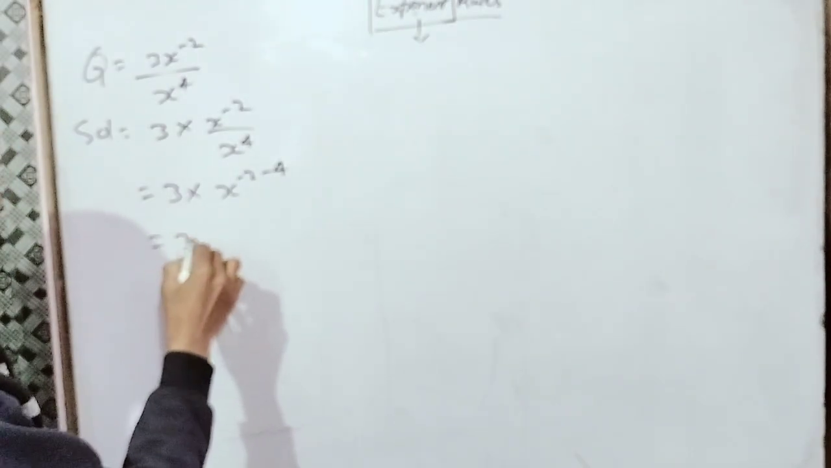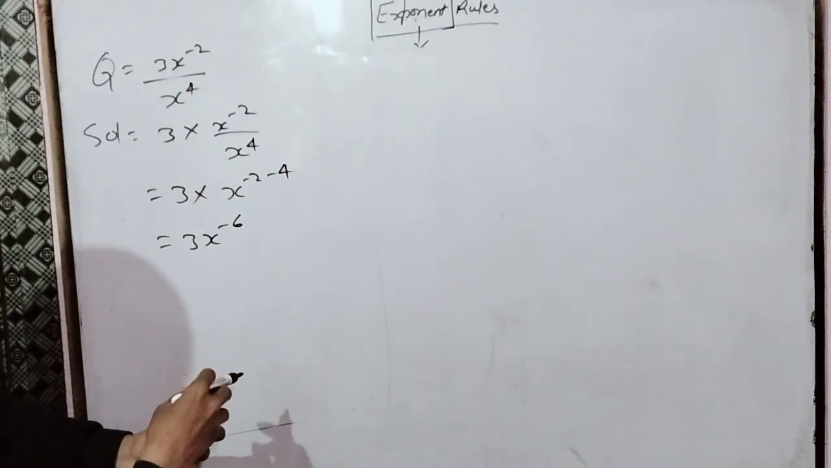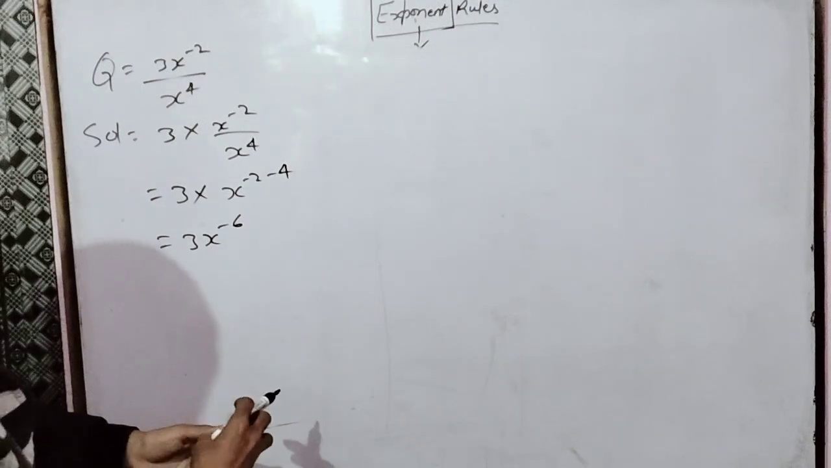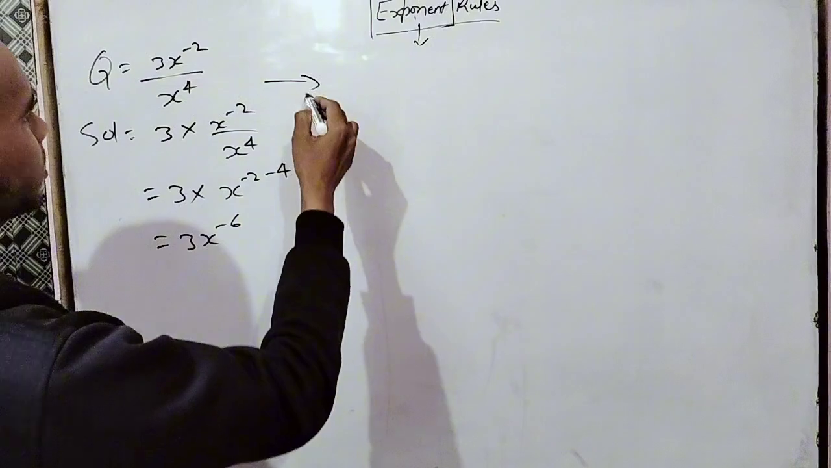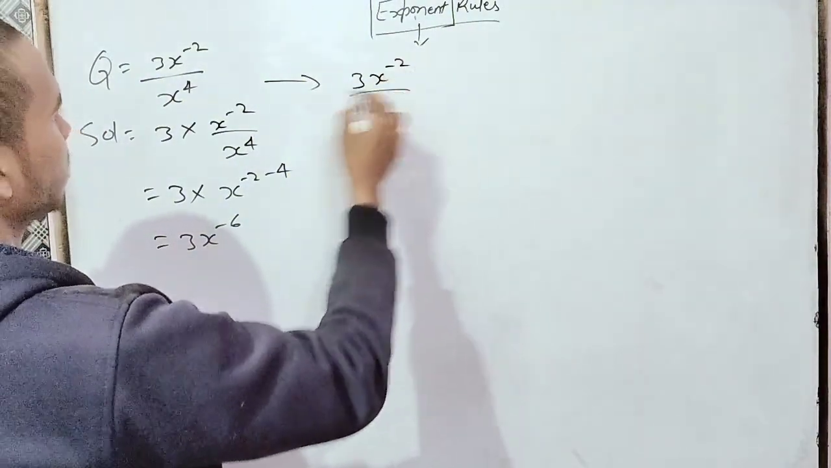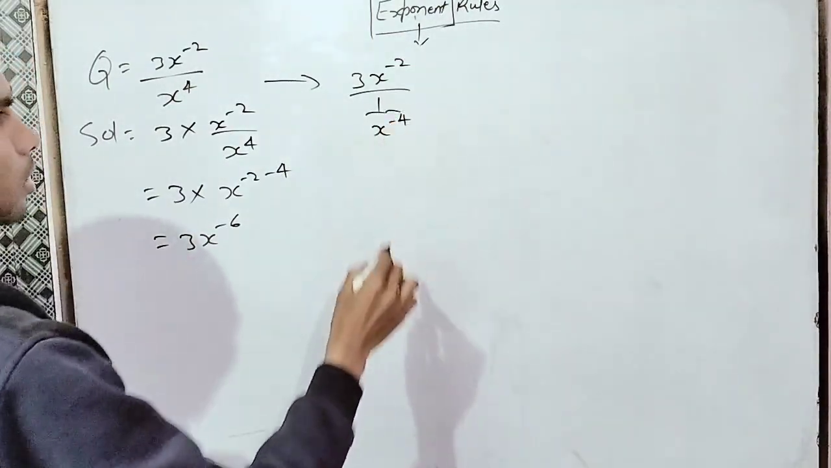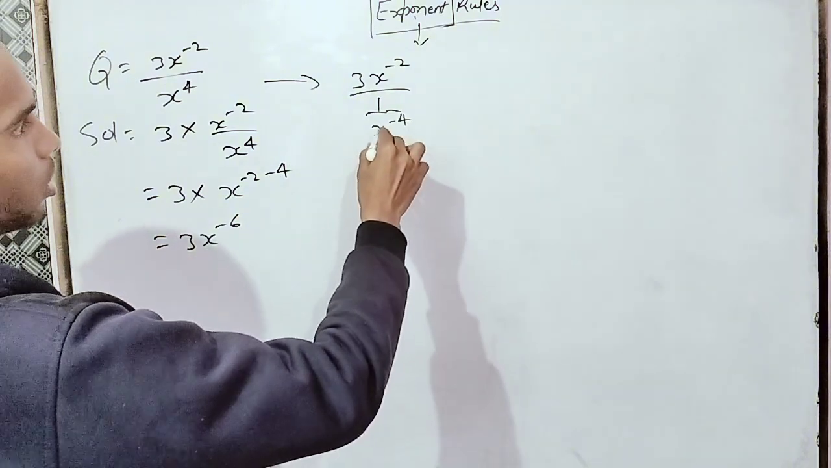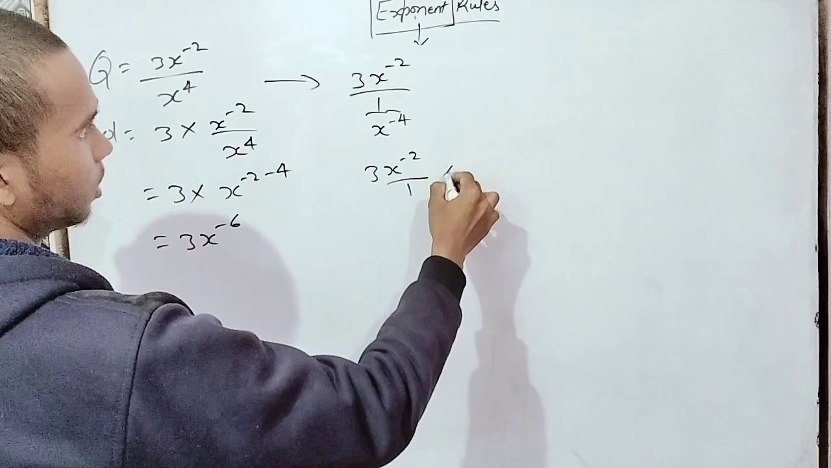Now we have 3 minus 6. Now there is a second way we can do it. Here we applied the quotient rule. Similarly here we have 1 by x minus 1. We didn't change our equation.